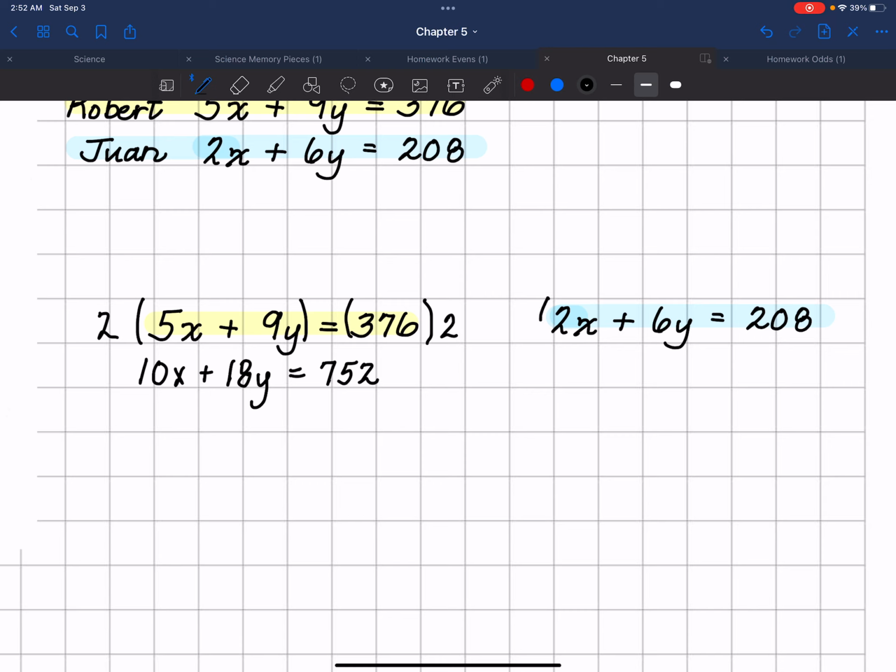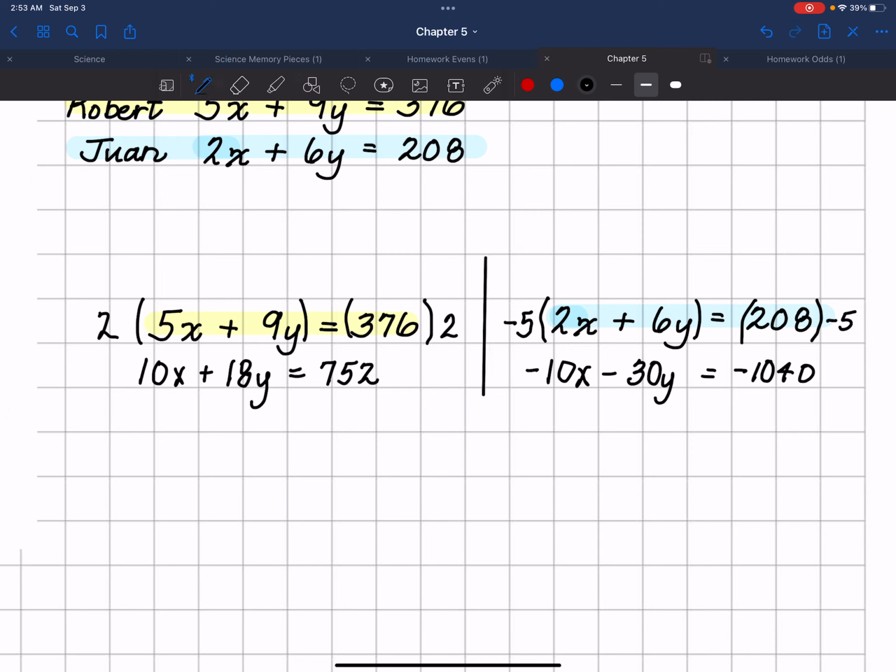Okay, on this one, I'm going to multiply by a negative 5. So negative 5 times 2 is negative 10x minus 30y. And remember, we have to do it on this side as well. So 208 times negative 5 is, let me do that again. No, that's right. I don't even have to do it again. Okay. So you might be thinking, why in the world did she choose those crazy numbers?